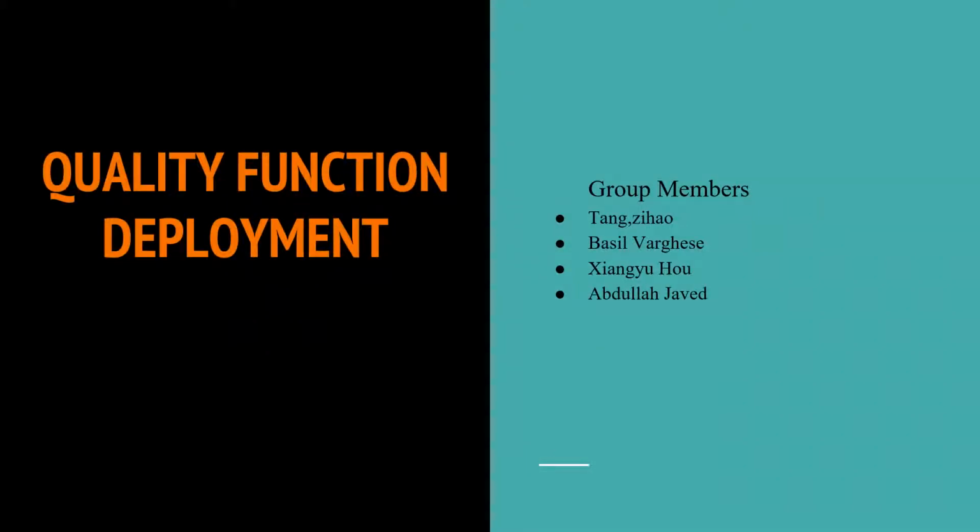Hi there friends, this is a quality function deployment project on the voice of the customer to buy a cell phone. Our group number is 6, and I am Basil Varghese. My group members are Tang, Tony and Abdullah.